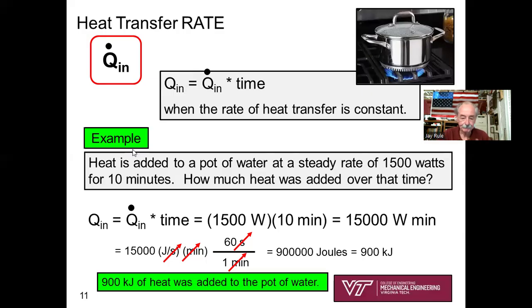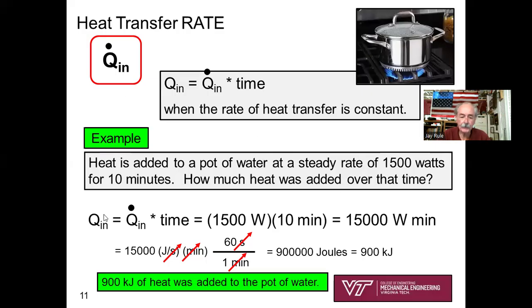So here's an example problem. Common example problem. Heat is added to a pot of water at a steady rate of 1,500 watts. I picked 1,500 watts for a reason. If this were an electric hot plate instead of a gas stove, typically a hot plate is going to be rated at about 1,500 watts, kind of like a hair dryer. So heat is added to a pot of water at a steady rate of 1,500 watts for 10 minutes. Okay, heat the water, sit there for 10 minutes, pull it off. And I want to say, how much heat was added over that time period?